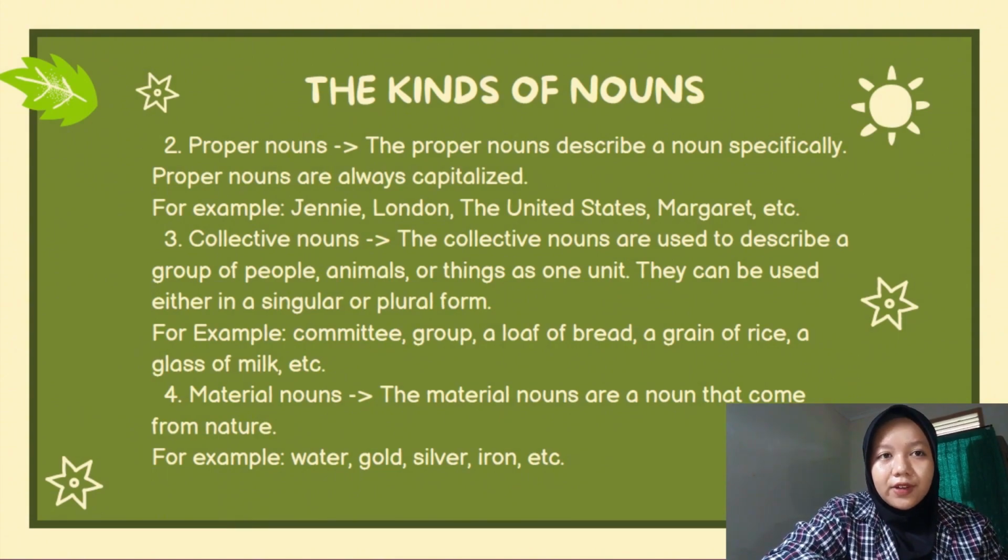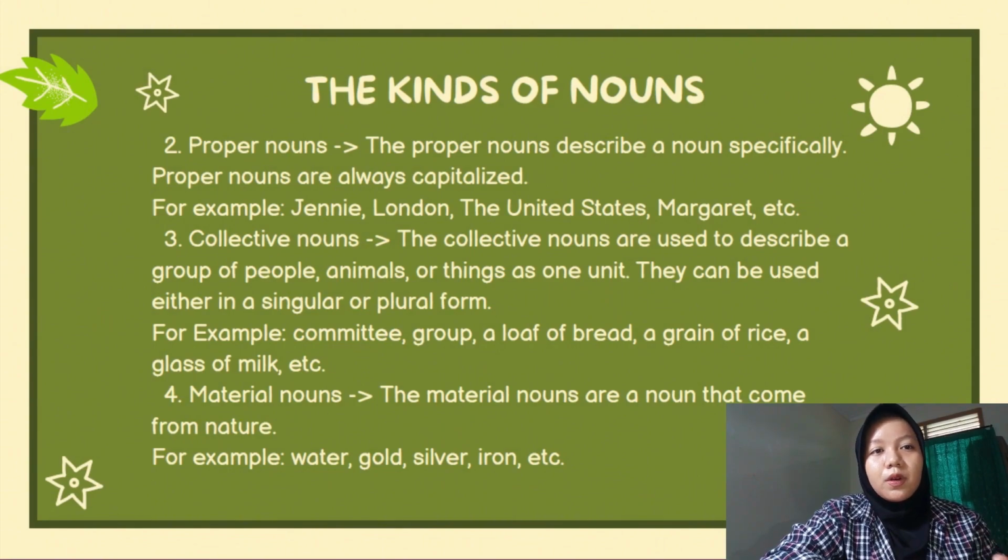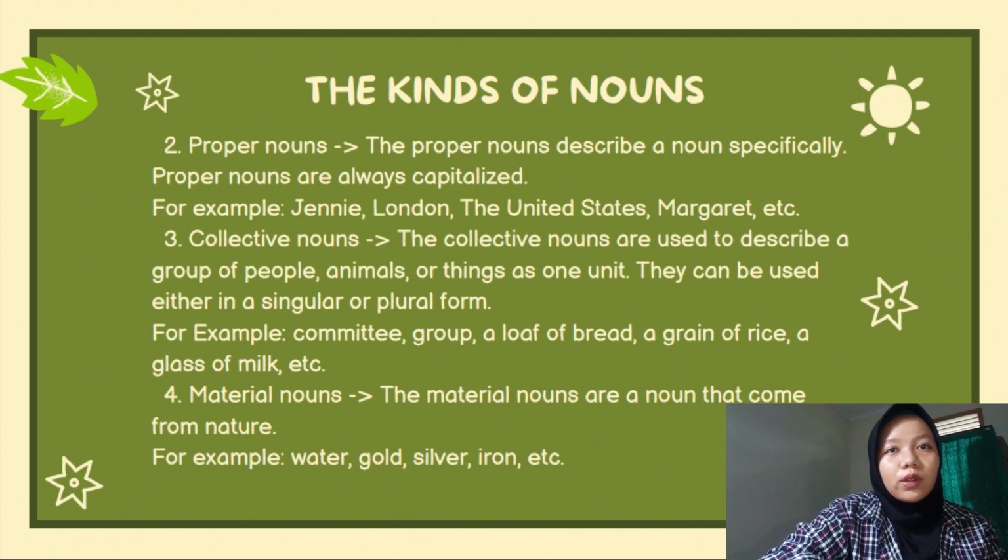Number 3 is collective nouns. Collective nouns are used to describe a group of people, animals, or things as one unit. They can be used in either singular or plural form, like a committee, group, a loaf of bread, a grain of rice, a glass of milk, and so on. Number 4 is material nouns, which are nouns that come from nature, like water, gold, silver, iron, and so on.